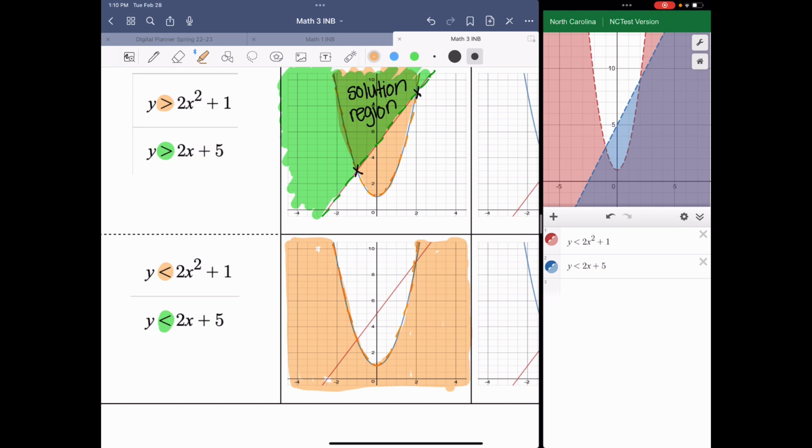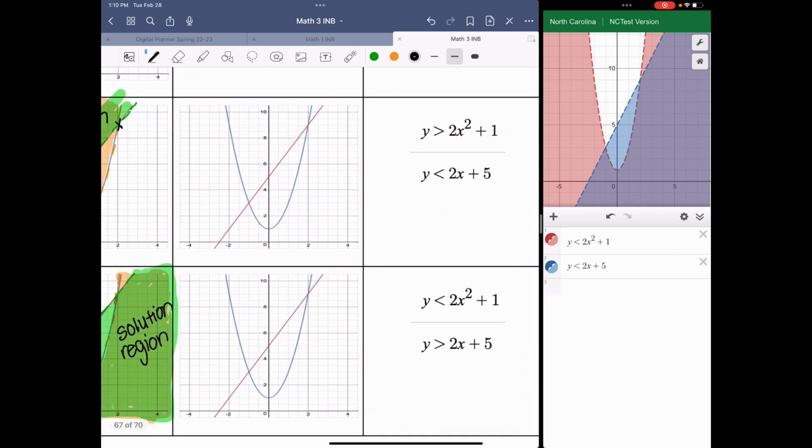Alright, and then with our line, again, it's going to be a dashed line, but it's going to be less than the line, so it's going to be below it. So anything below that line is going to be included. All right, so we're looking for where it overlaps. So remember, the overlap is the solution region. So that's going to be the solution region in there. Any point that falls in that solution region will work for both inequalities.